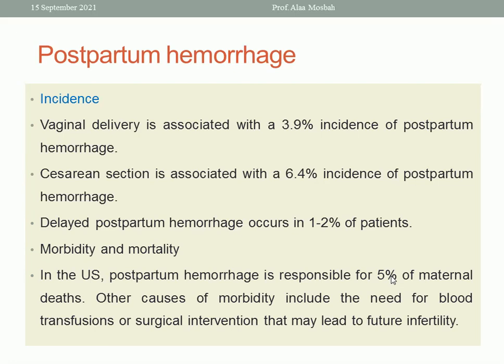What is the incidence of postpartum hemorrhage? It differs according to whether it is vaginal delivery or cesarean section. For vaginal delivery, 3.9%. For cesarean section, 6.4%. But delayed postpartum hemorrhage occurs in 1 to 2% of patients.